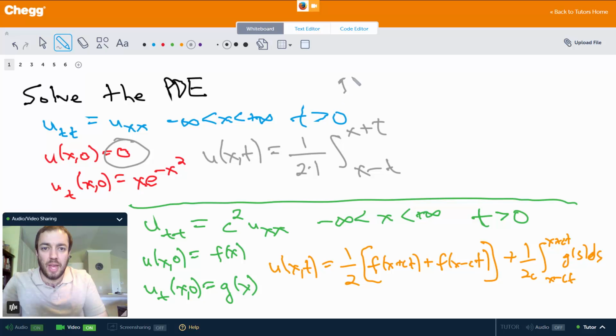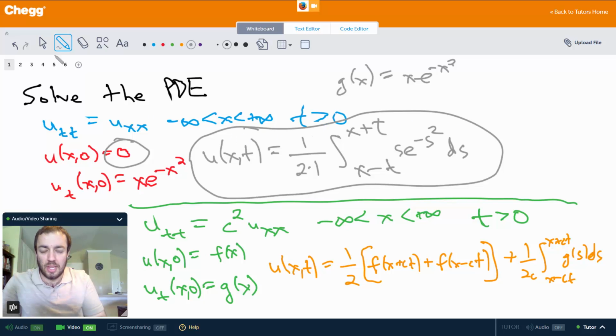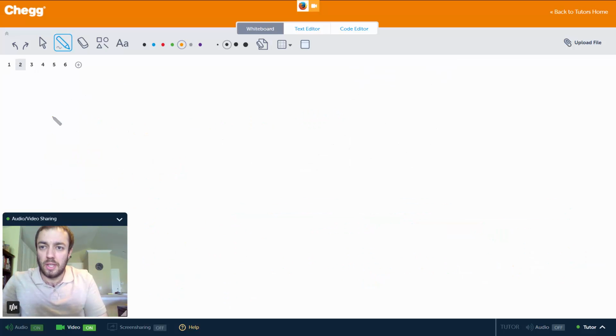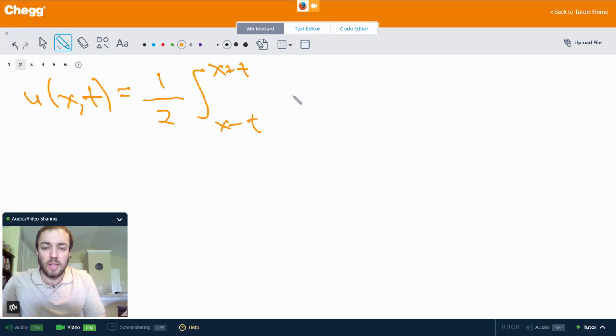What's g of s? Well, g of x for us is x e to the negative x squared, so g of s therefore is s e to the minus s squared ds. Let's go to the next page and evaluate this. This is going to give us a formula for our u of x comma t. Basically what this comes down to is simply evaluating this integral. So we have u of x comma t equals 1/2 times the integral from x minus t to x plus t of s e to the minus s squared ds.